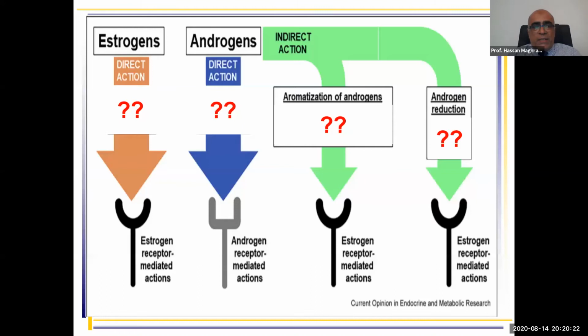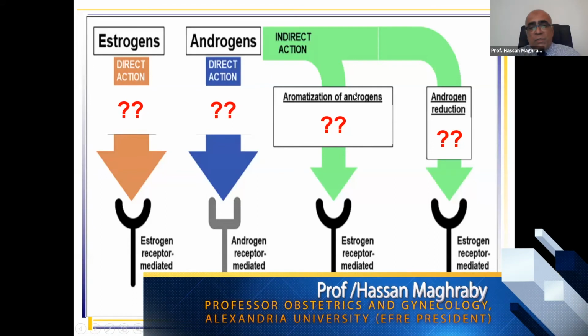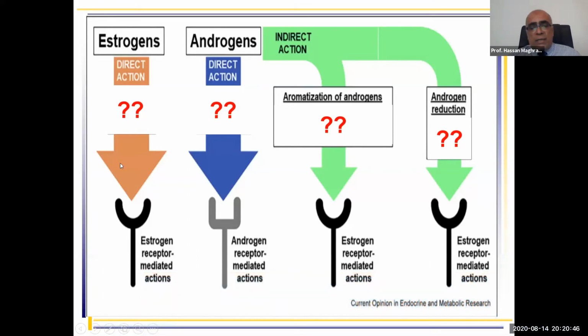In this diagram, you can see that estrogens act through direct action on the estrogen receptor, and androgens have direct action through the androgen receptor, or androgen could have an indirect action through aromatization of androgens, or reduction of some androgens to act on the estrogen receptor. So estrogen can act on the estrogen receptor, androgen can act on the androgen receptor, or can act on the estrogen receptor.